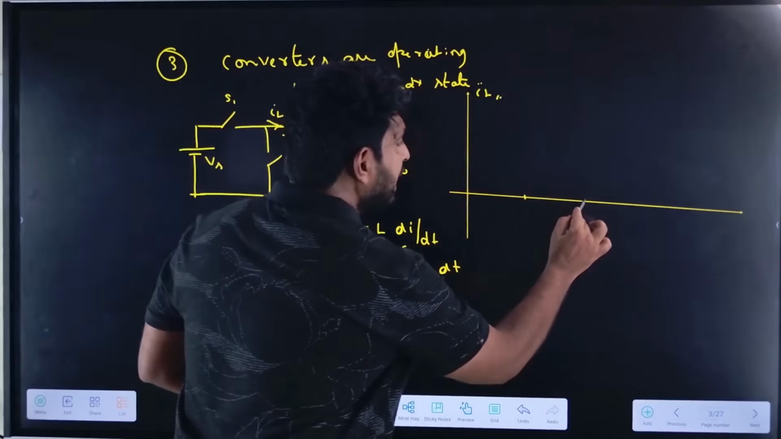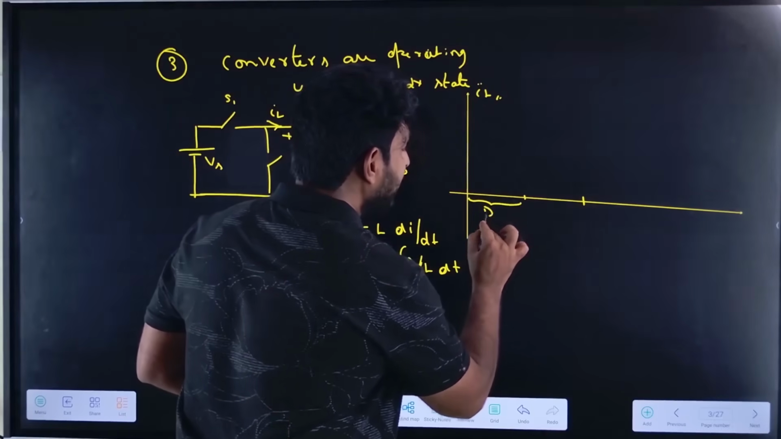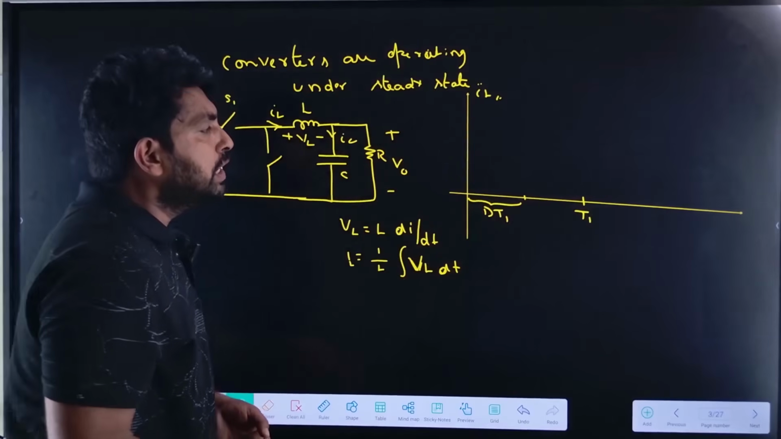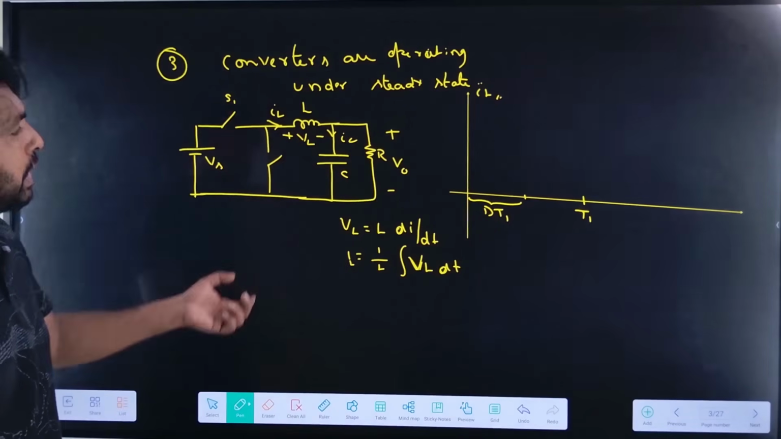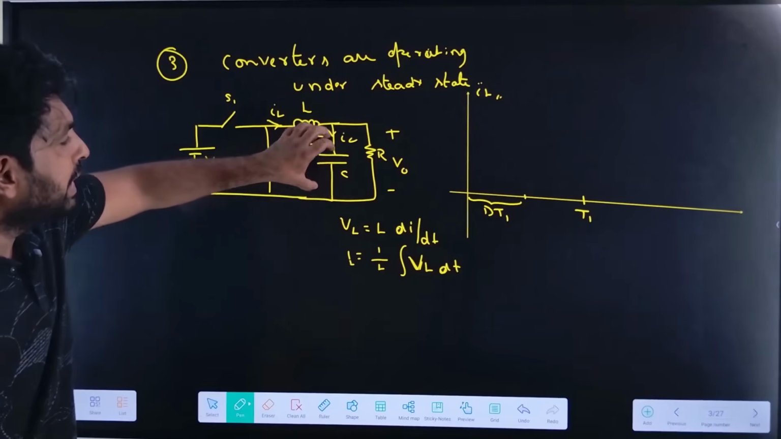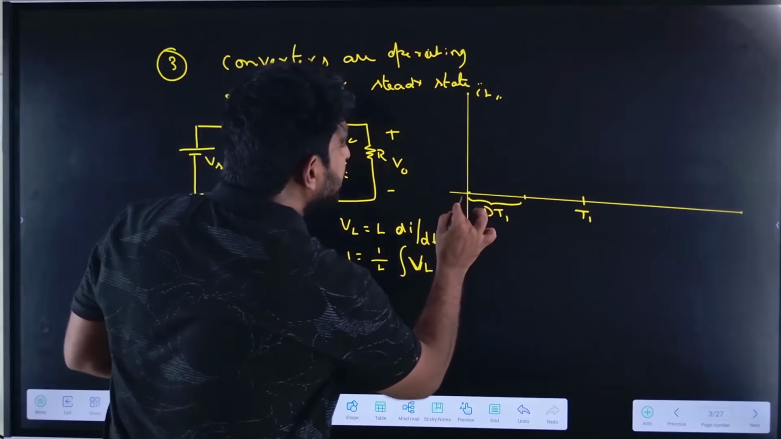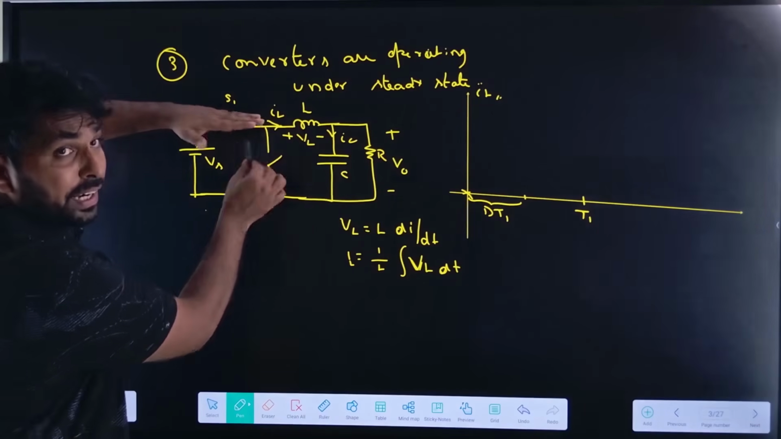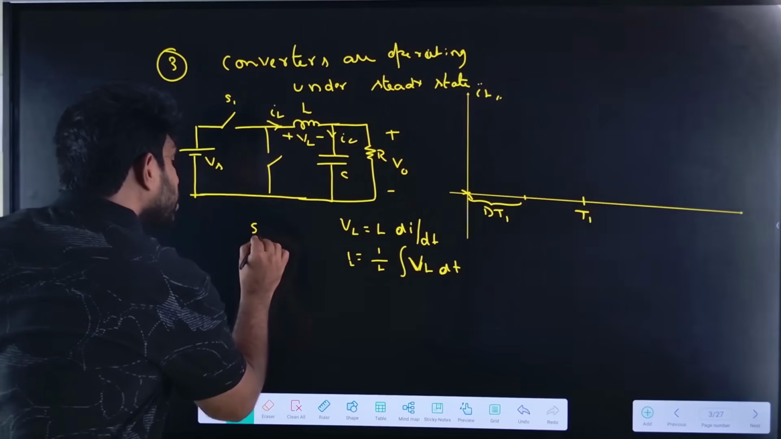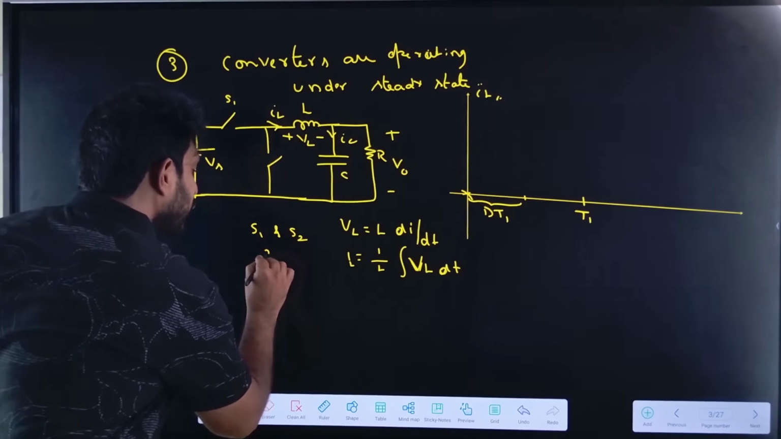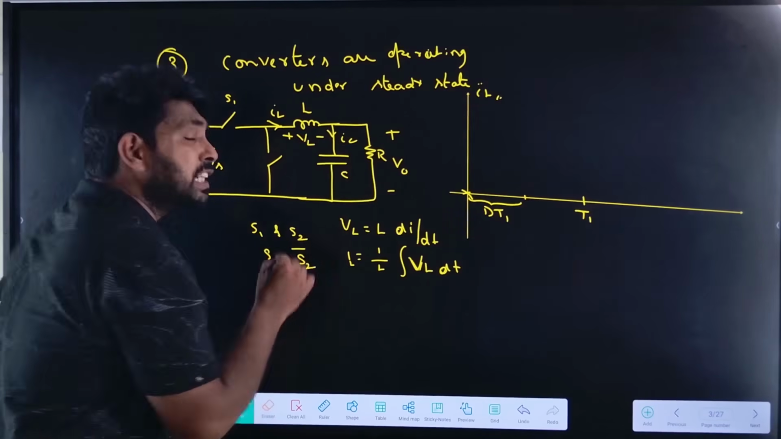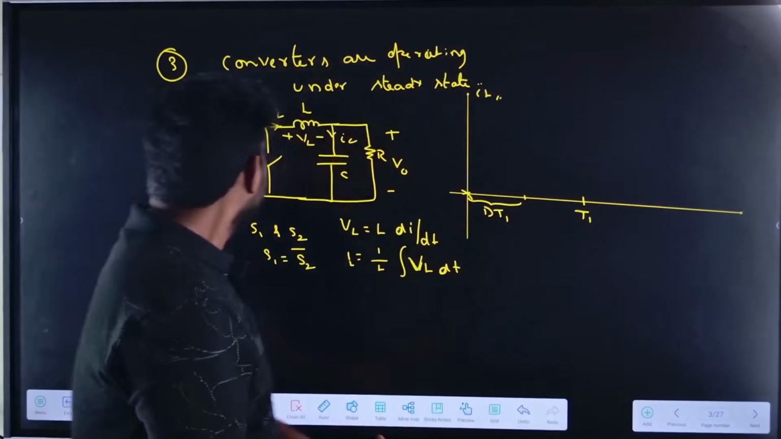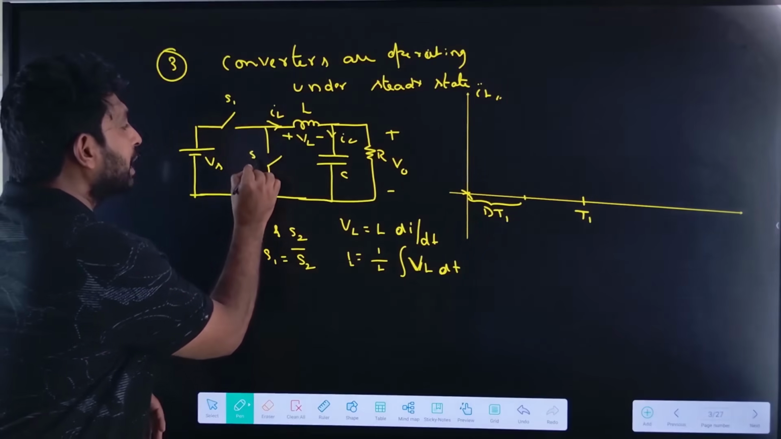Assume that in the first cycle, this is the turn on period DT1. The first cycle time period is assumed as T1. Initially the capacitor is at 0 voltage. It doesn't have any stored energy, so the current starts from 0. When switch S1 is on, S2 is open, and S1 and S2 are complementary switches. S1 is equal to S2 complement. What does it mean? When S1 is on, S2 is off. When S2 is on, S1 is off. So S1 and S2 are complementary switches.